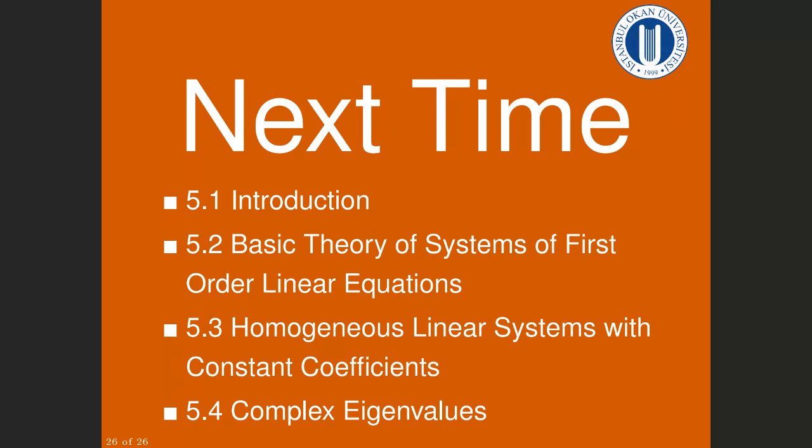That is the end of chapter 4, the end of today's lesson. In the final 3 lectures, we will be talking about systems of first-order linear equations. And I'll cover the first 4 sections: an introduction, the basic theory, homogeneous linear systems with constant coefficients, and then section 5.4, what do we do if we have complex eigenvalues?